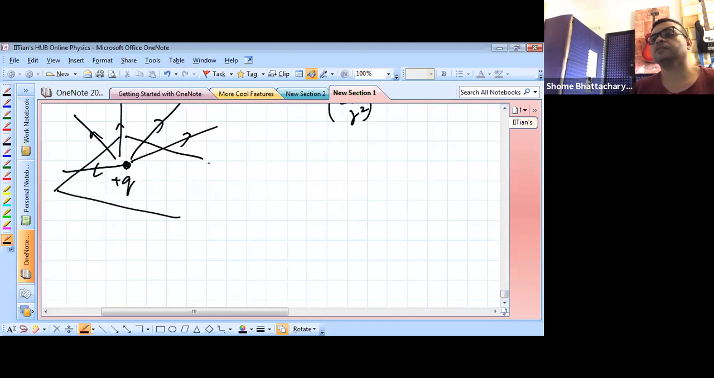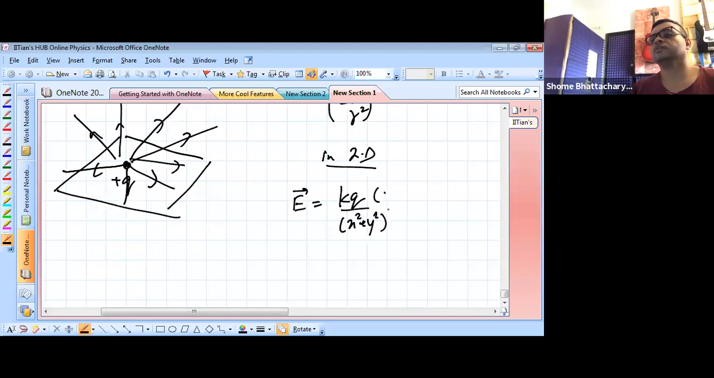a 2-dimensional plane, and you just want to see in 2D, you can say that the electric field will become kq upon x square plus y square to the power 3 by 2 times x i cap plus y j cap. So you can see that when you do del cross E, it will come out to be 0.